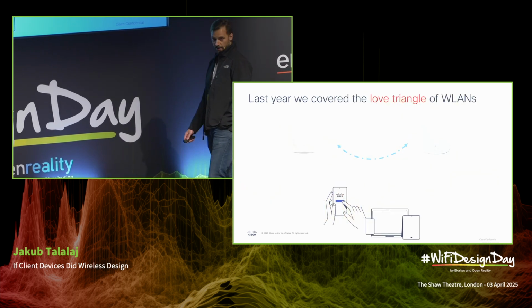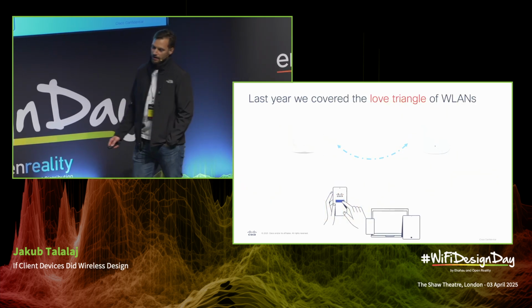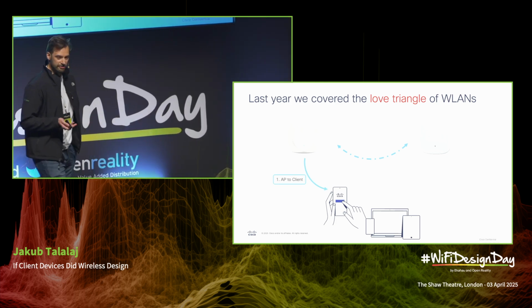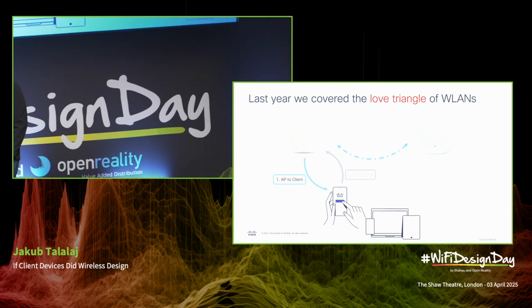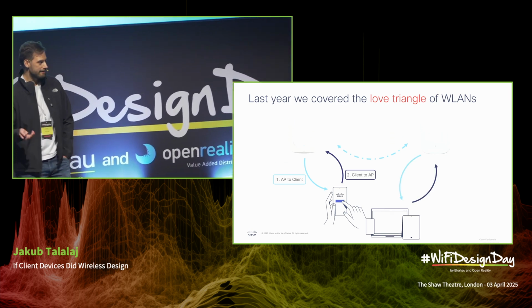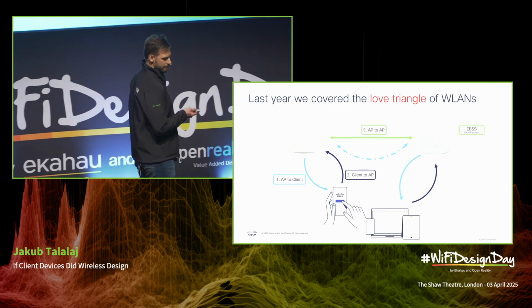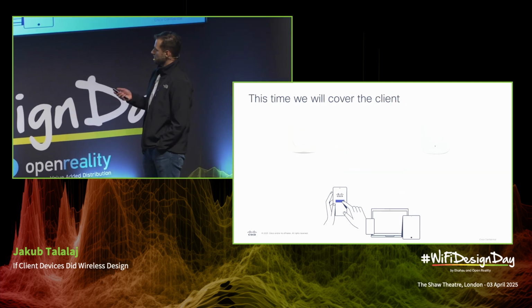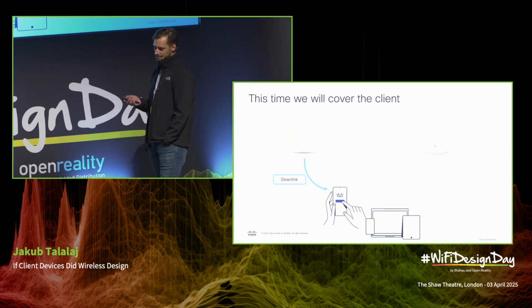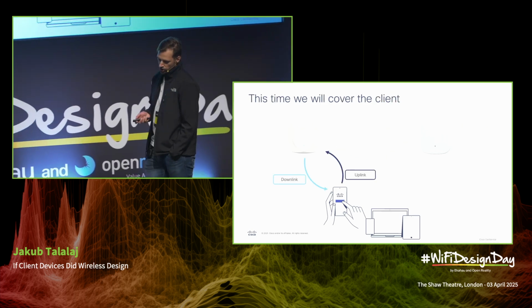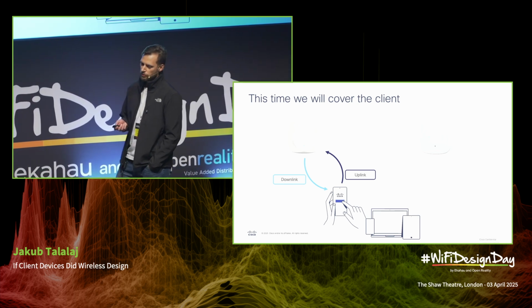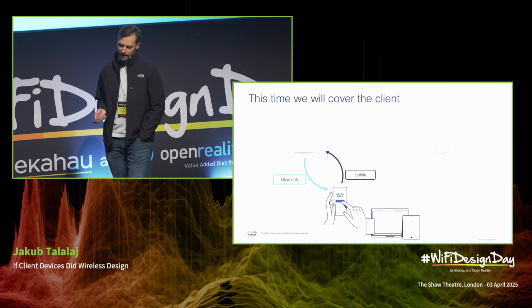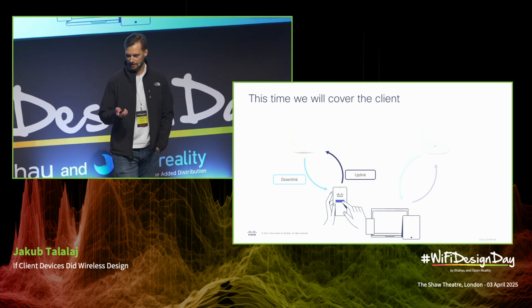Last year, whoever attended the Wi-Fi Design Day, we covered the love triangle, right? We covered all the different relationships that exist in the world of Wi-Fi. Client to AP, AP to client, and AP to AP. Well, this year, I decided to cover a different relationship, which is client to AP. We have two kinds of relationships that we can distinguish. Uplink, whenever the client transmits to an AP, and the downlink, whenever the AP transmits back to the client.